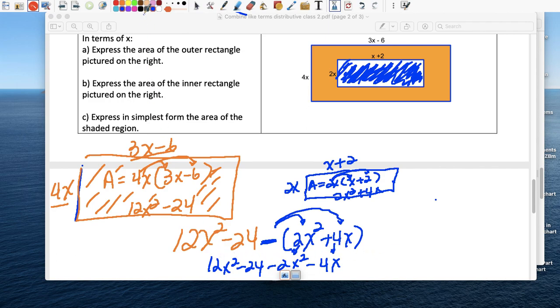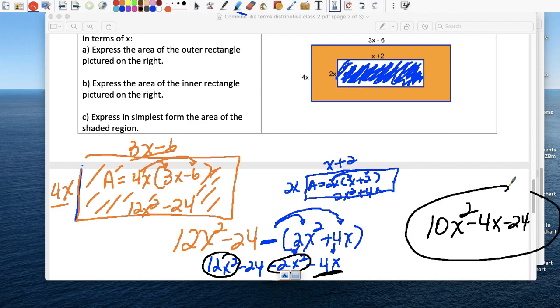Combine like terms? Yeah. I combine this guy over here with this guy over here. That's 12 minus 2, which is just 10x squared, and then minus 4x, right? Let's do it in order. And then minus 24. That seems to be my final answer. And that's what's left over. Right? So if I have a yellow rectangle and I remove from the yellow rectangle this blue one, this is the area of the shaded region.